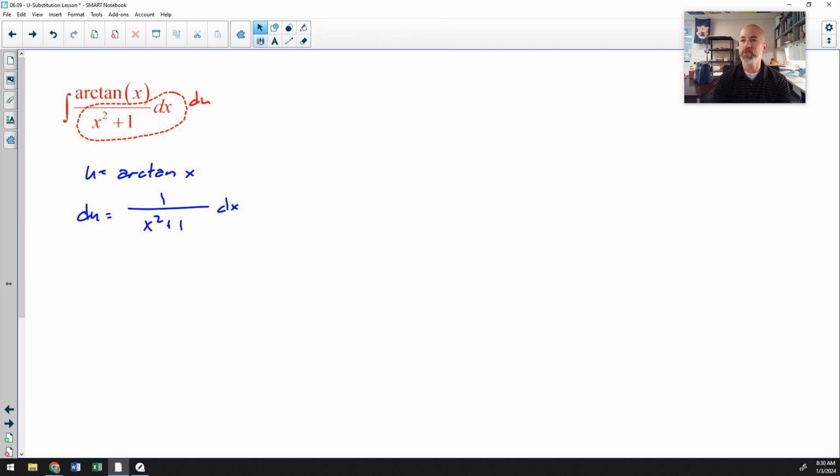And then I will substitute anything else out that I can. I still have an arctan x in the numerator, so that numerator will become just the u. And so after substitution, this turns into the antiderivative of u. That replaces the arctan x. The x squared plus 1 dx is the du. And the antiderivative of u du is u squared over 2.